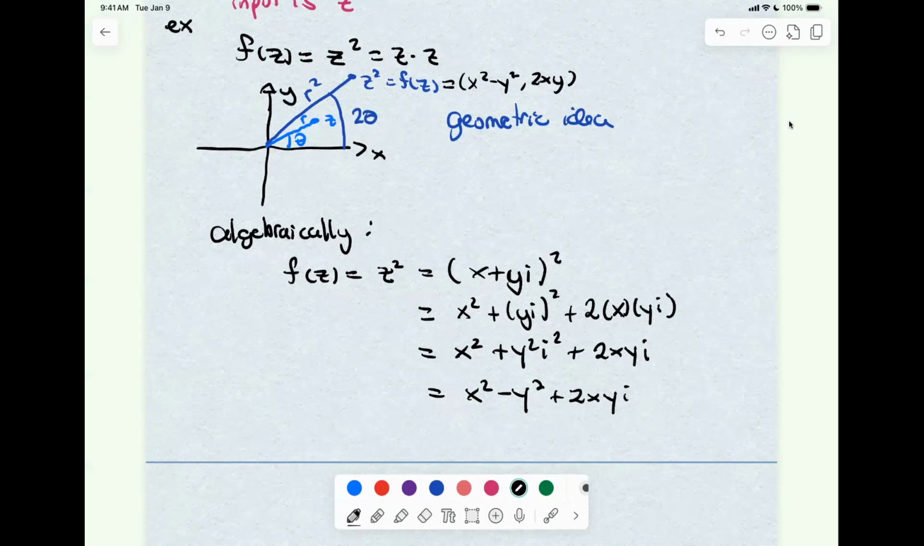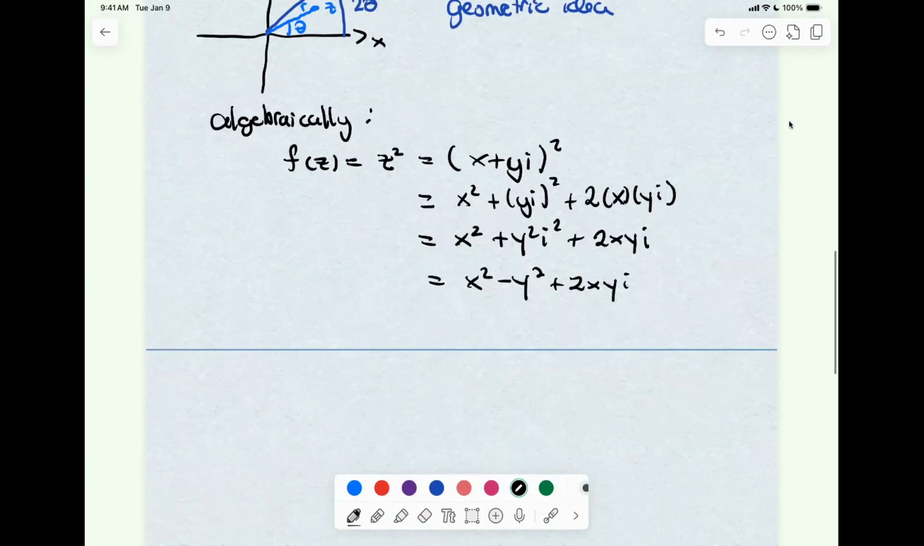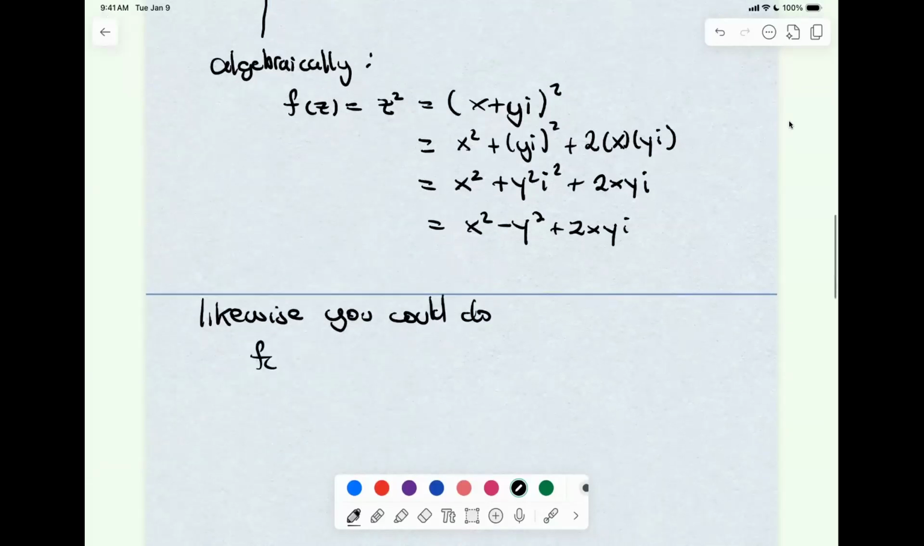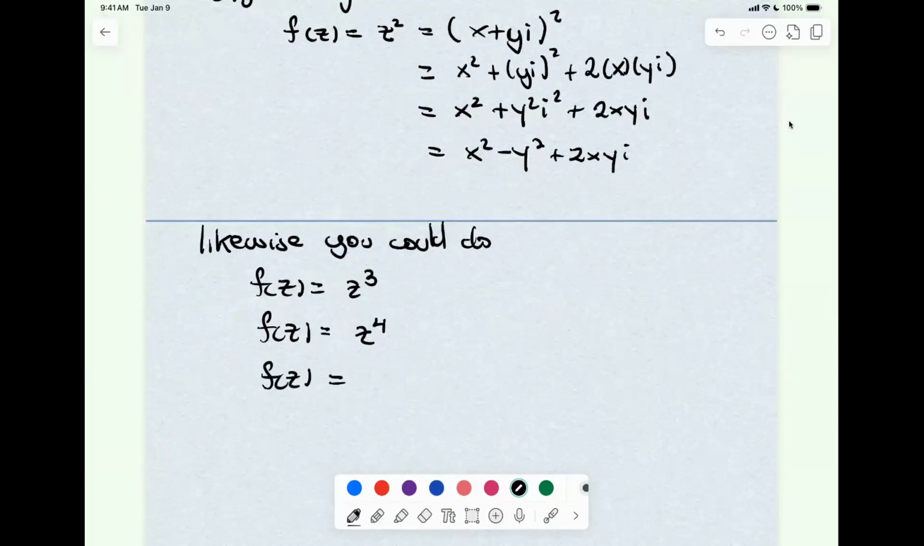You could continue going on. In the same way in which you can square a complex number, you can take the cube of a complex number. So you can also take the nth power of a complex number. Likewise, you could do f of z equals z cubed, or f of z equals z to the 4, or f of z equals z to the n for n a positive integer.